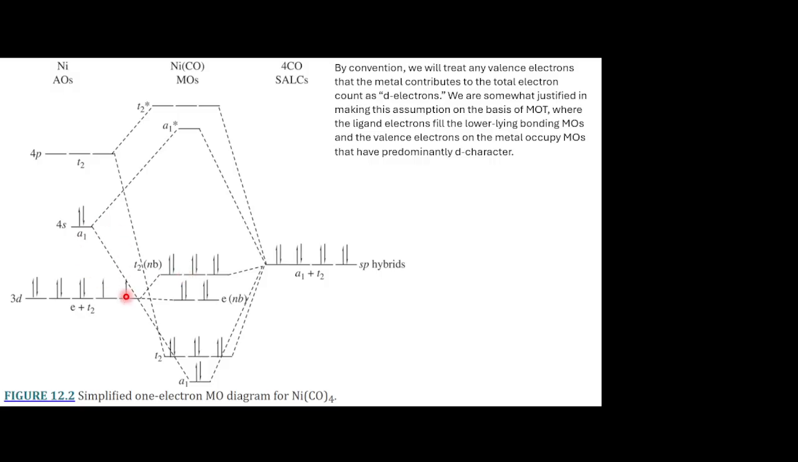And so based on this molecular orbital theory diagram here, we can actually make some estimations, as it were. And so what you're going to sort of estimate is your ligand electrons are going to fill the lower lying bonding molecular orbitals. And then the valence electrons on the metal are going to typically occupy the molecular orbitals that will have predominantly your d character. Those would be the ones directly generated by your d orbitals. See that? Yeah. And this is going to have to do with the symmetry of these things.